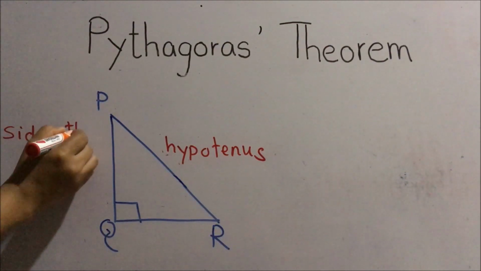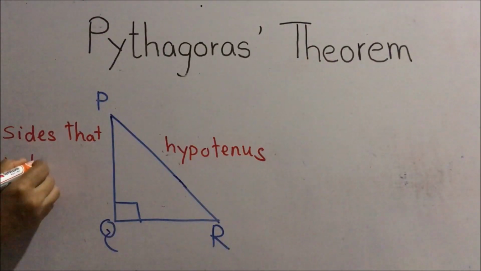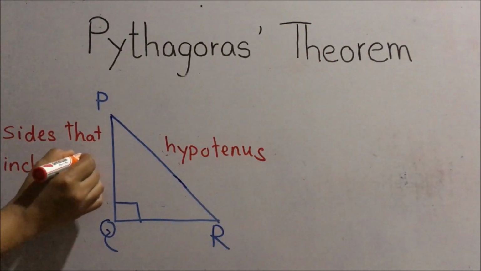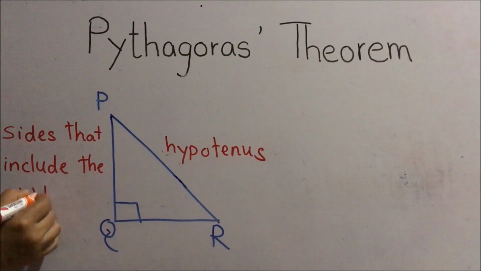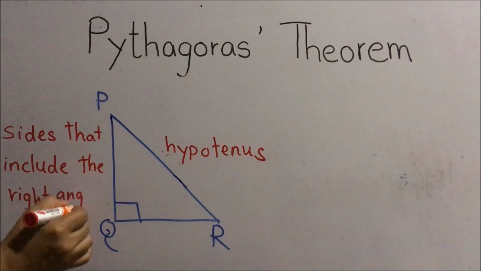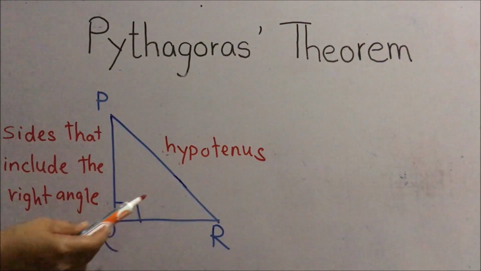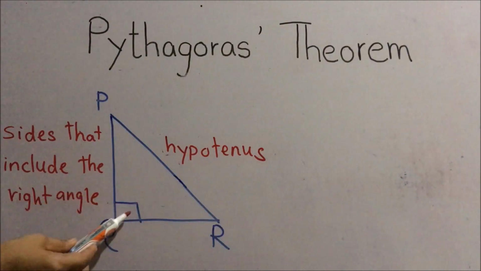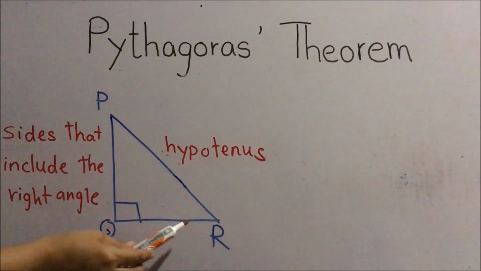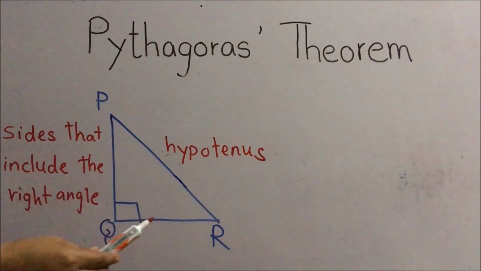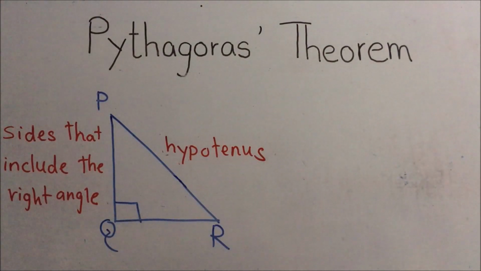Sides that include the right angle. The longest side, or the side opposite to the right angle, is the hypotenuse. Then the other two sides are called the sides that include the right angle.